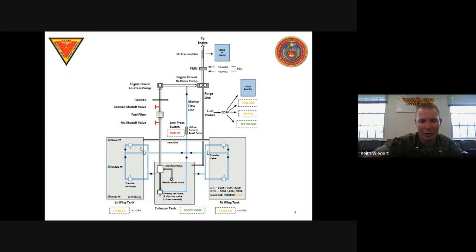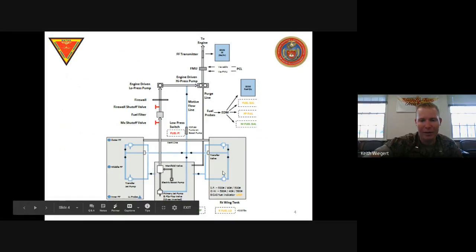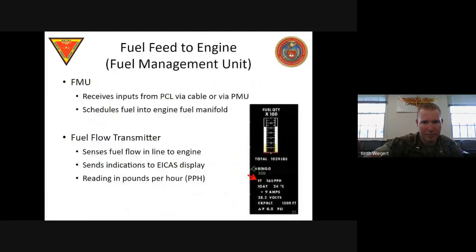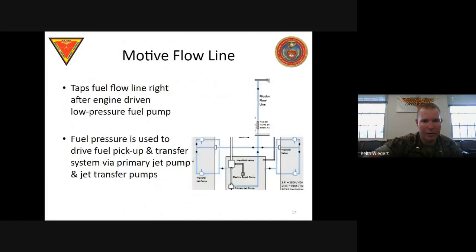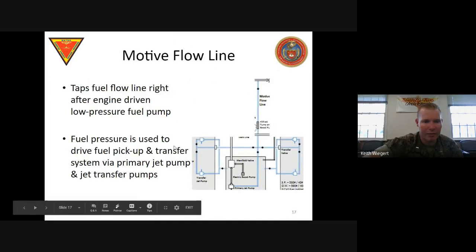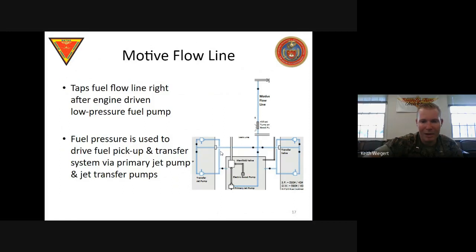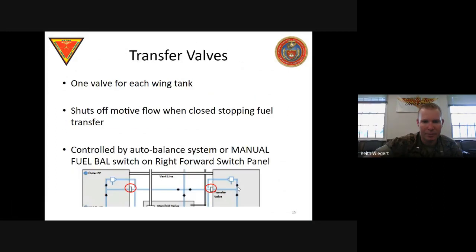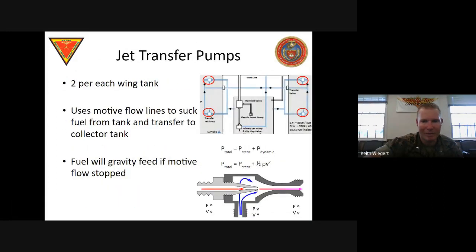That line is gonna circle around the wing tanks and goes to the collector tank, right? So the way that this works, it taps off there and it's gonna drive our jet pumps, right? So we've got the transfer jet pumps in the wings, we've got the primary jet pump in the collector tank, right? I'm not gonna talk about that just yet. Let's talk about the way a jet pump works.